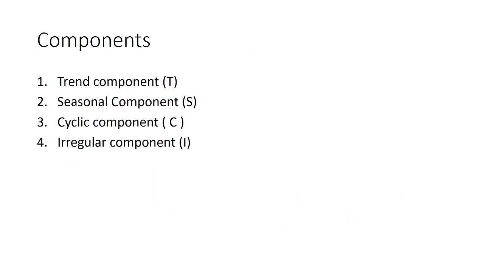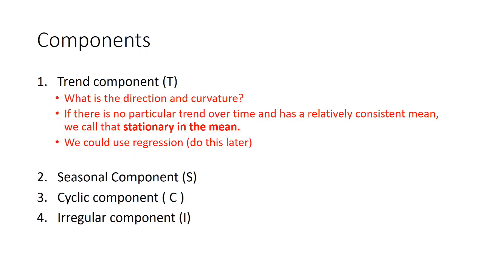So here are the components that we talk about: the trend component, the seasonal component, the cyclic component, and the irregular component. So first of all, let's talk about what a trend is. It basically is what's the direction of the curvature. If there is no particular trend over time and a relatively constant mean, we call that stationary in the mean, and we could use regression. We'll do this later. Stationary in the mean is an important concept. We just can't go into it as detailed as I would like.